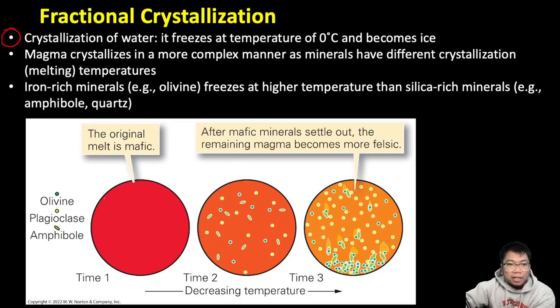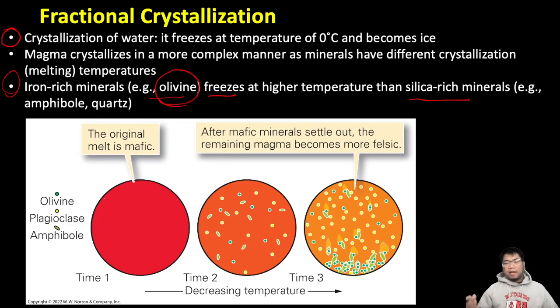So for example, here I have iron-rich minerals such as olivine that freeze and solidify at higher temperature. So the very first mineral that solidifies will be olivine. Okay? And then followed by silica-rich minerals such as amphibole or quartz. So if you think about it, this would be the opposite process of partial melting, right? For partial melting, we have solid rocks that melt. Here in fractional crystallization, we have melts that solidify. Okay, so this will be the opposite process of partial melting.